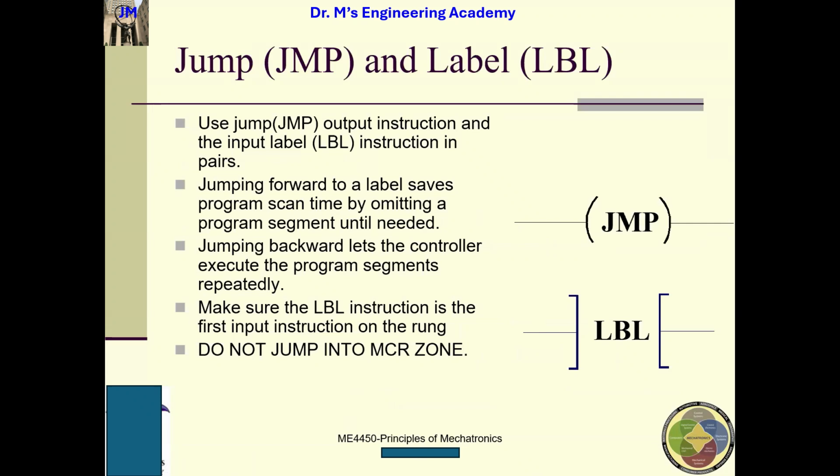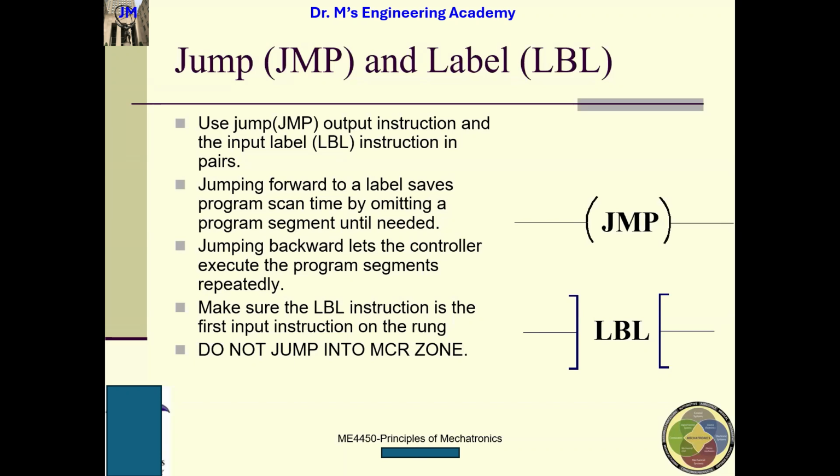Use the JMP output instruction and the input label instruction in pairs. Jumping forward to a label saves program and scan time by omitting a program segment until needed. If some conditions are met, then the system will not execute all the rungs behind this rung. It will jump to the label directly. So you can just skip some useless segments. Jumping backward lets the controller execute the program segments repeatedly.